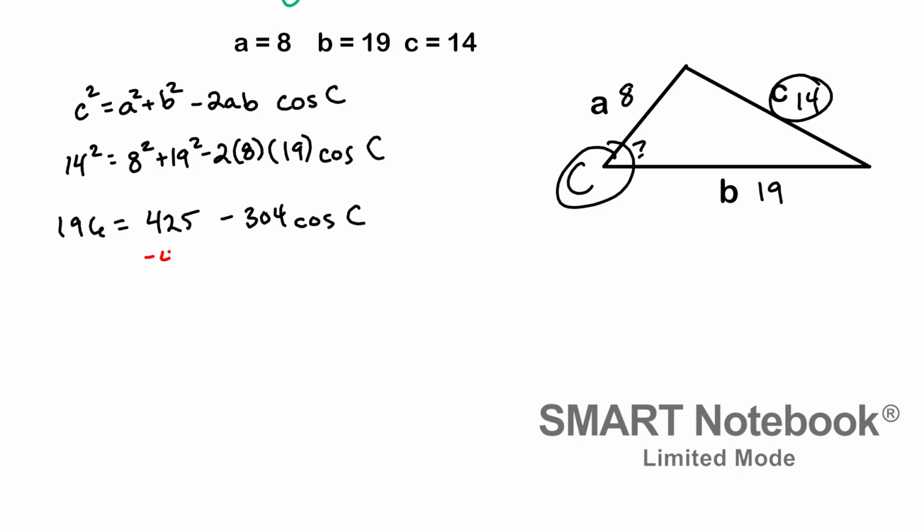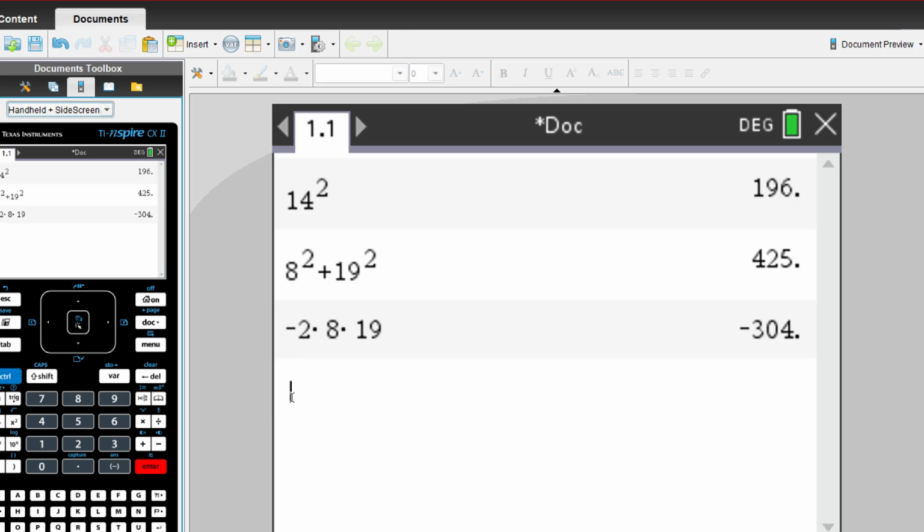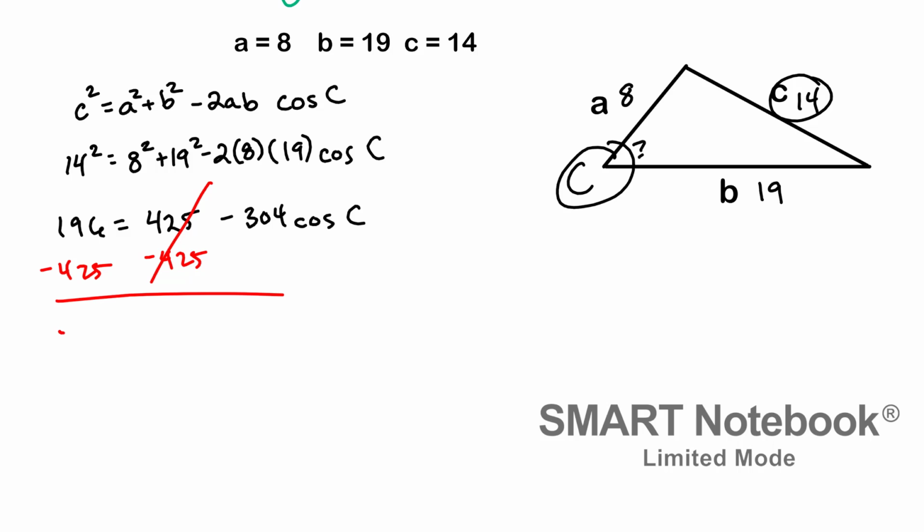So the first thing I see that I can do is subtract 425 from both sides. Might need my calculator to help me out with this. Those are going to cancel out. I go back to my calculator, and we have 196 minus 425. It's going to give me negative 229. So now I have negative 229 is going to equal negative 304 cosine of angle C.